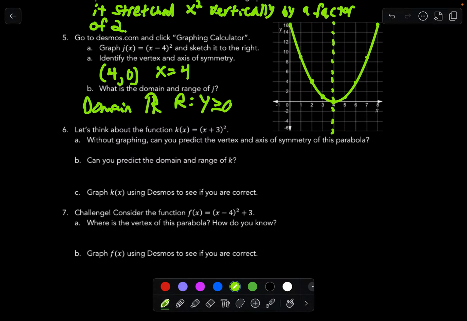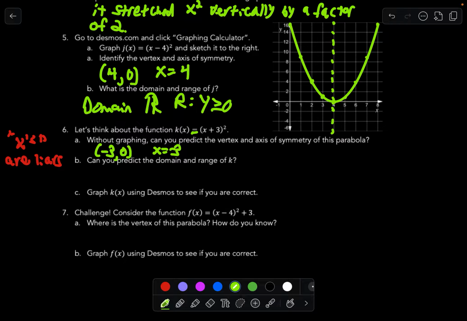So if h of x equals x plus 3 squared, without graphing, can you predict the vertex and axis of symmetry of this parabola? Yes. The vertex is going to be at negative 3 comma 0 because it's to the left 3, because your x's are liars. And the axis of symmetry would just be x equals negative 3, the x value of the vertex.